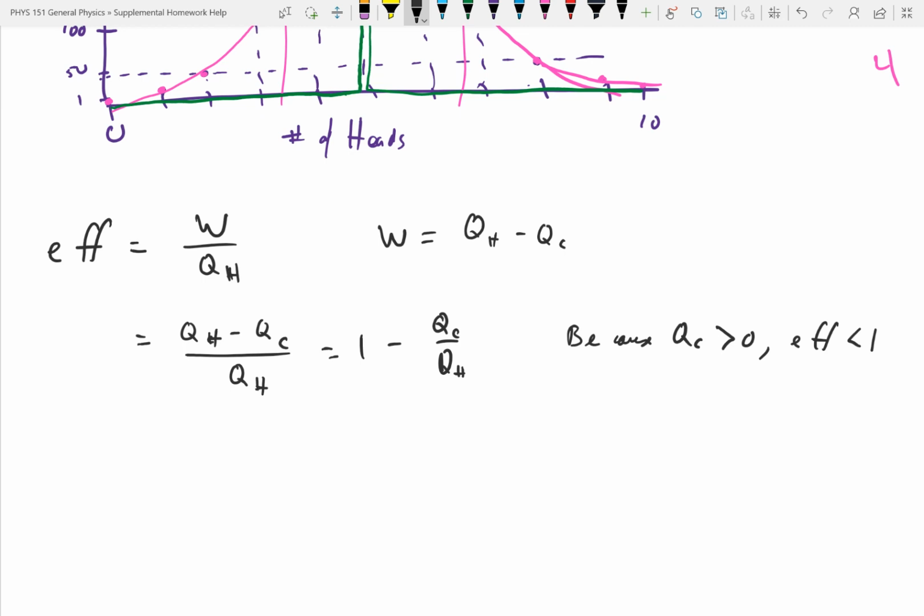So Brittany's right. It was not on the screen. I guess I wrote beside what we did before. So efficiency is the work you get out divided by the heat you put in. And because you always have exhaust heat, you can never have 100% efficiency.